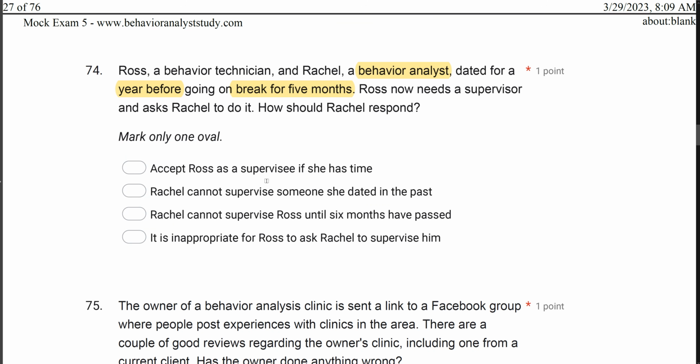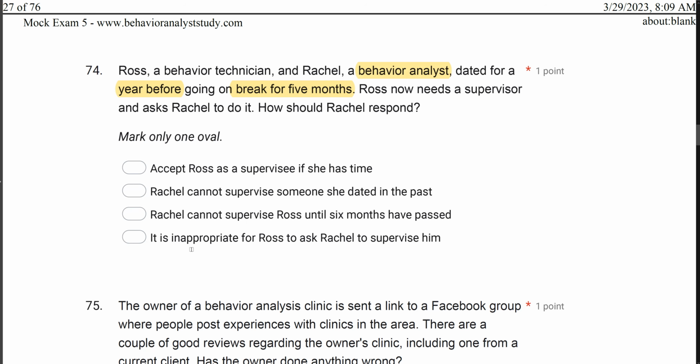A, accept Ross as a supervisee if she has time. Is that okay? Well, no, because what does the code say about dating and supervision and BTs? It says if you've dated a technician or a supervisee or a potential supervisee, 6 months must pass before you can supervise them. It's only been 5 months since they dated. Not enough time has passed. B, Rachel cannot supervise someone she dated in the past. She can, just not this recently. C, Rachel cannot supervise Ross until 6 months have passed. Yes, 6 months have to pass before Rachel can go ahead and supervise Ross.